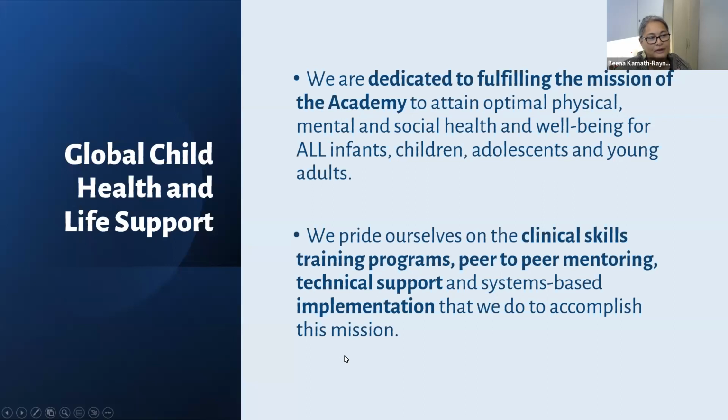Now, on our team, which is the Global Child Health and Life Support Team, we are dedicated to fulfilling the mission of the Academy to attain the optimal physical, mental, and social health and well-being for infants, children, adolescents, and young adults. But we really want to emphasize the all. It doesn't matter where you're born or where you live in the world, but we want to apply our mission to children everywhere. And we pride ourselves on the clinical skills training programs, the peer-to-peer mentoring that we do, the technical support and systems-based implementation in which we collaborate with our global partners around the world to accomplish that mission.